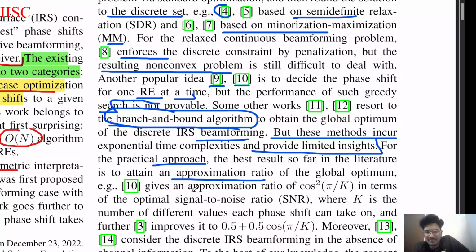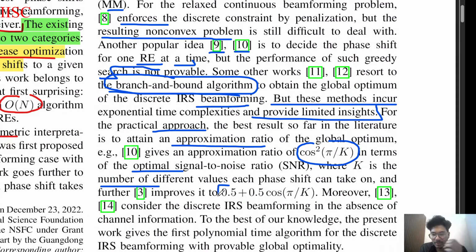It gives an approximation ratio of cos squared of pi over k times the optimal signal-to-noise ratio, where k is the number of different values each phase shift can take. In the graph, plotted on the x-axis, k can take values from 2 to 12. Moving further to paper 3, the ratio is 0.5 plus 0.5 cos of pi over k.